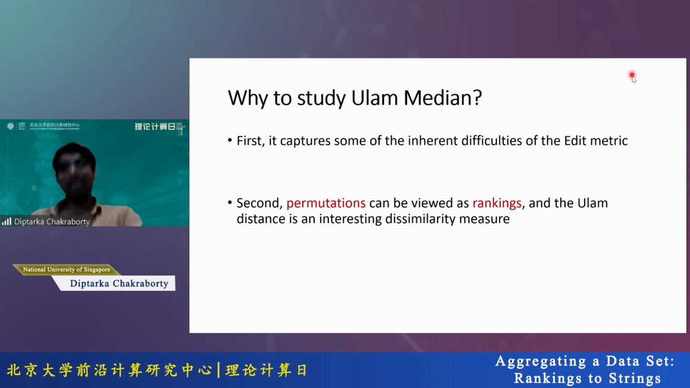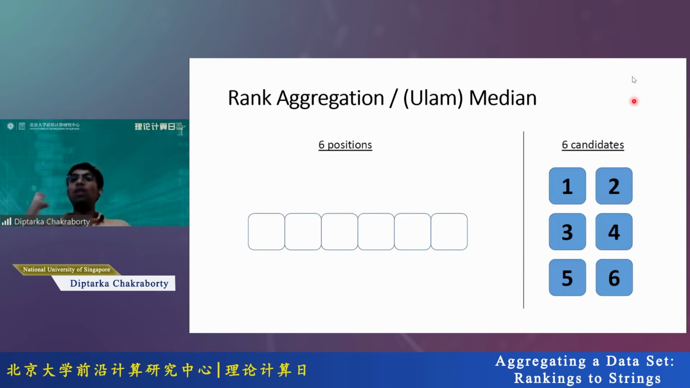Okay, but why do we care about Ulam median? As I mentioned, it captures some of the inherent difficulties of the edit metric. And second, it has lots of applications, because these permutations you can think of as rankings. When I say permutation from 1 to n, you can think of 1 to n as candidates, and some voter gives rankings among these n candidates. Ulam distance is then an interesting dissimilarity measure among the rankings. And Ulam median is essentially called the rank aggregation problem with respect to Ulam distance.